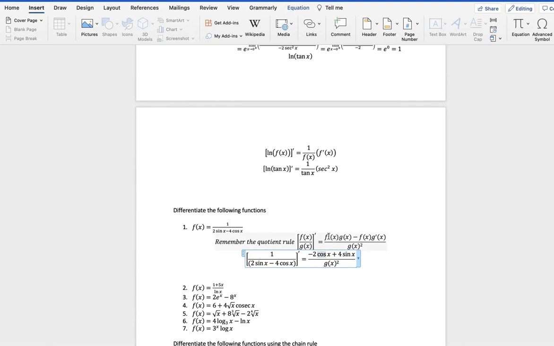So our f of x is 1. So when you take the derivative of f of x for the first part here, you have 0. So this first part is eliminated. The second part now will be minus. Okay, remember there's a minus there. The derivative minus f of x, which is this 1. So minus 1 multiplied by the derivative of the denominator, g of x. So what's the derivative of 2 sine x? It's just 2 cos x. So you have minus 2 cos x. But what's the derivative of minus 4 cos of x? The derivative of minus 4 cos of x is plus 4 sine of x.